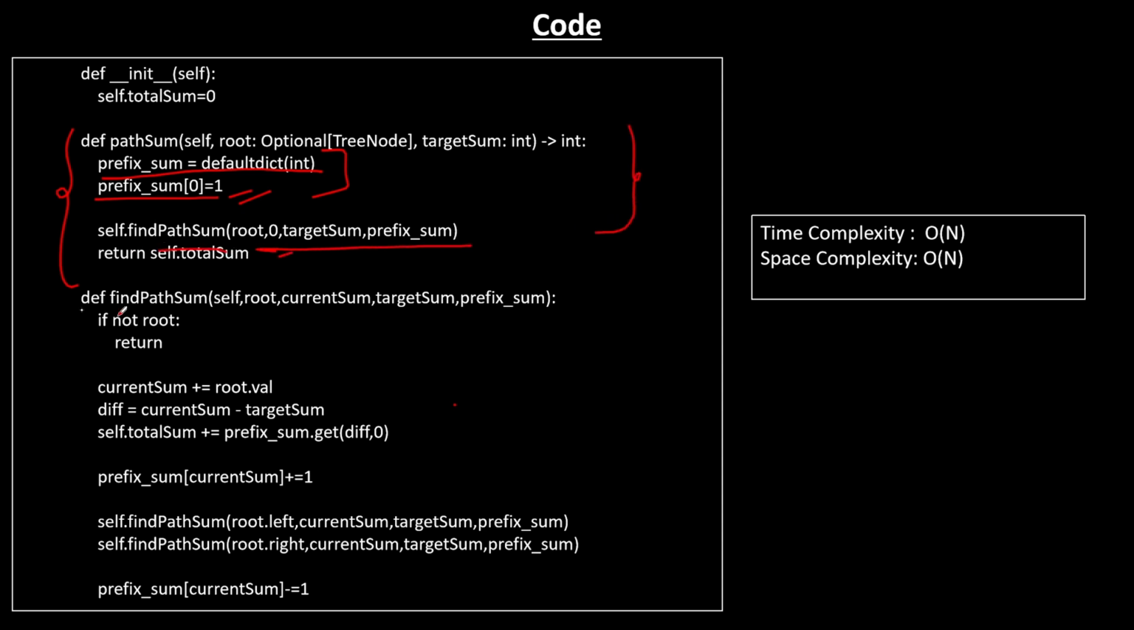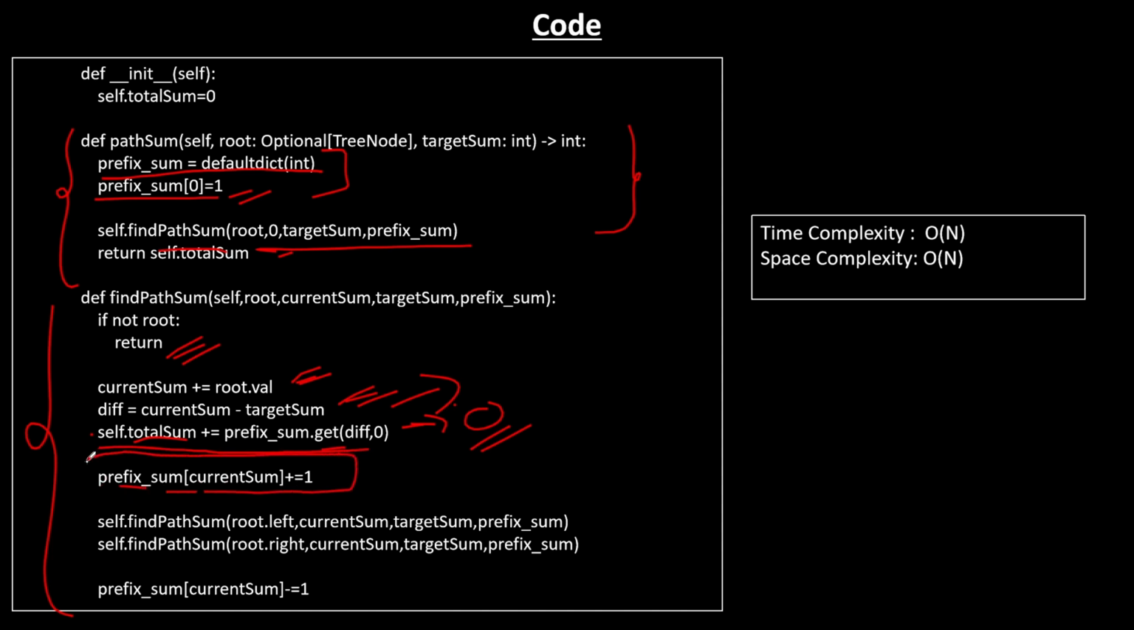This part is done. Now this is the main function where if it is not root, this is the base case, we return. Otherwise, we keep on adding the current sum. We take the difference. We check if it is present in our dictionary or not. If it is not present, we just return 0. If it is present, we take out the difference value, okay, and we add it to our total sum. And in the prefix sum map or dictionary, we store the count of the current sum. Fine. This is the same thing which we were doing in our example understanding, right? Then we call for the left subtree, and then the right subtree.